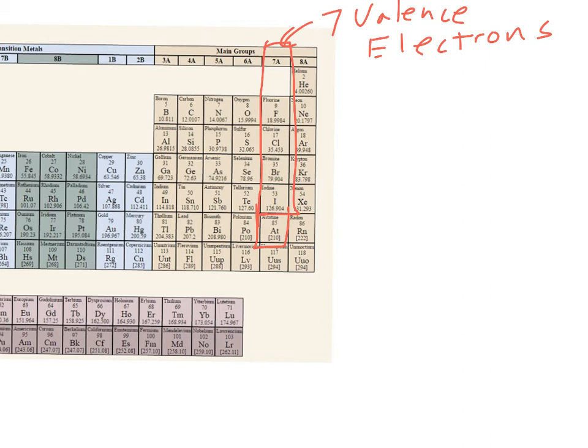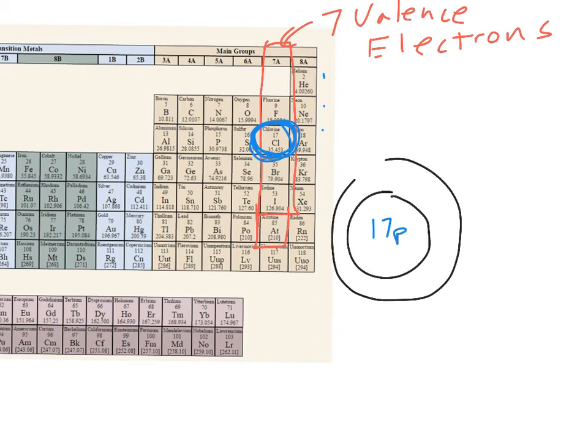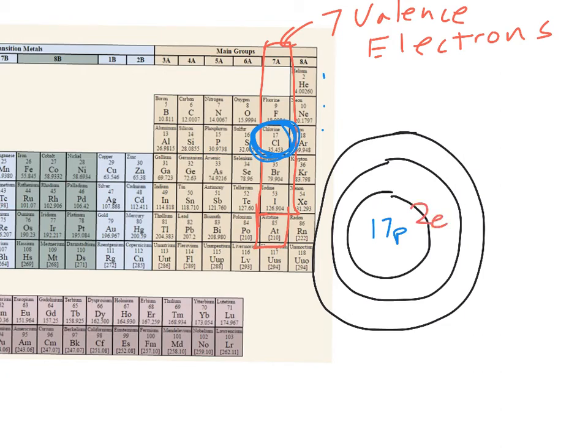Let's take a look at chlorine. Chlorine is right here. It's in the third period. 1, 2, 3. So it's going to have 3 energy levels. It's number 17, so it's going to have 17 protons in its nucleus. 3 energy levels. 2 electrons in the first energy level.